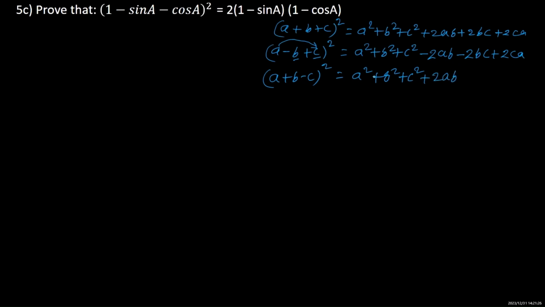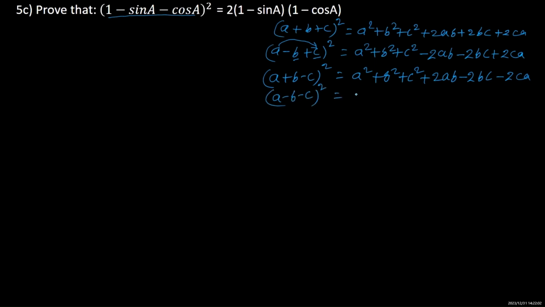Then we have to write the term with bc. Here b is positive but c is negative. Plus into minus, minus 2bc. And at last we have to write the term with ca or ac. Here a is positive, c is negative, so it will be minus 2ca. And now we need the formula of a minus b minus c whole square.